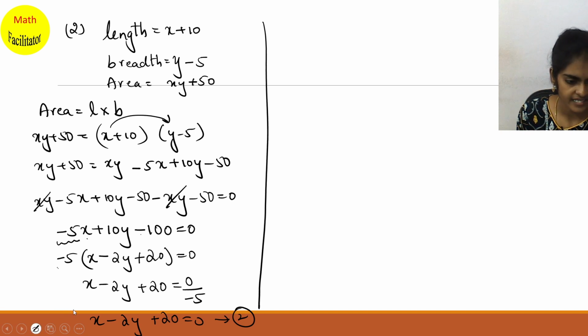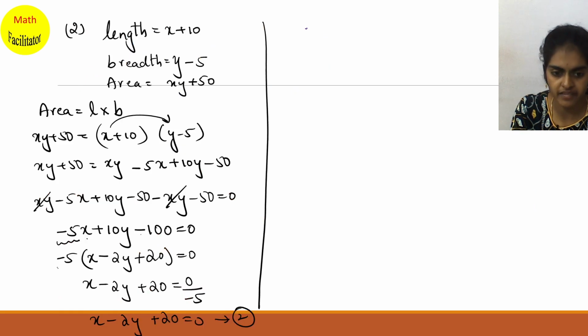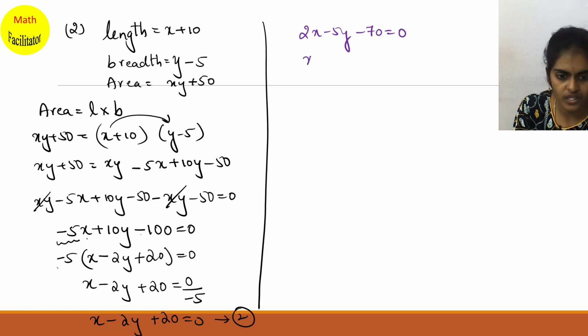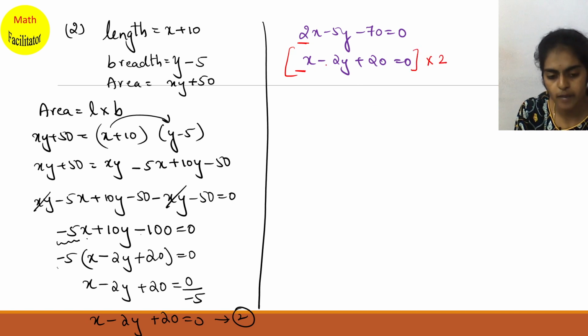Equation 1 is nothing but 2x minus 5y minus 70 equal to 0, and equation 2 is x minus 2y plus 20 equal to 0. These are the two equations. Now if I want to solve it using the elimination method, what should I do? Here the coefficient of x is 2 and here the coefficient of x is 1. So if I multiply this entire equation by 2, what happens to the coefficients? They will be equal. Let's see.